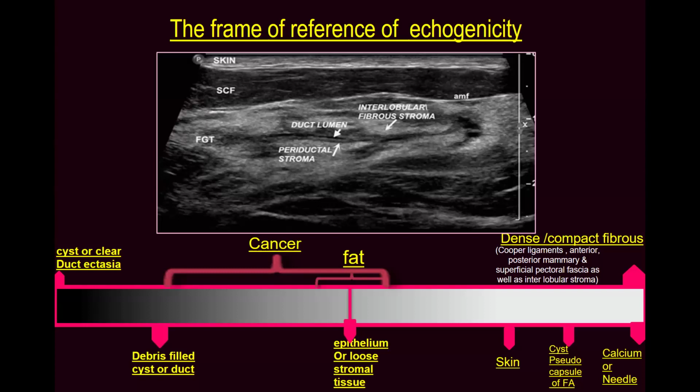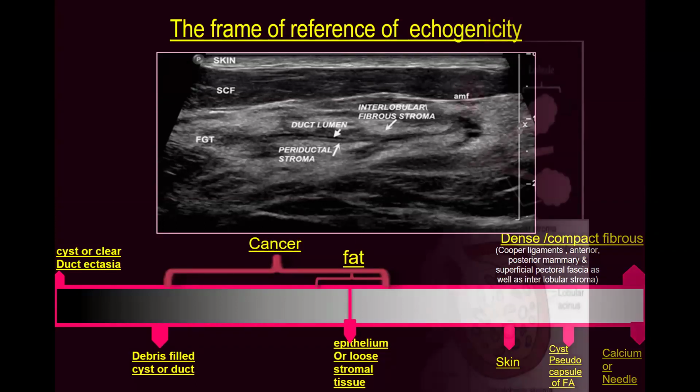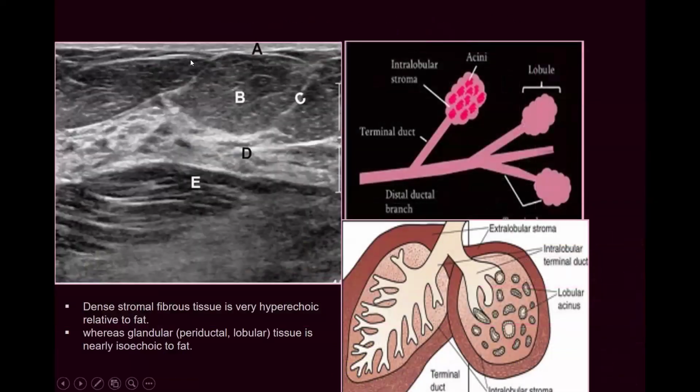and the interlobular fascia are bright, hyperechoic, not echogenic. Don't say echogenic. Echogenic is wrong. We have to say hyperechogenic or hyperechoic. So the bright echoes we have seen here in the fibroglandular tissue represent interlobular stroma. This is representing the interlobular stroma.